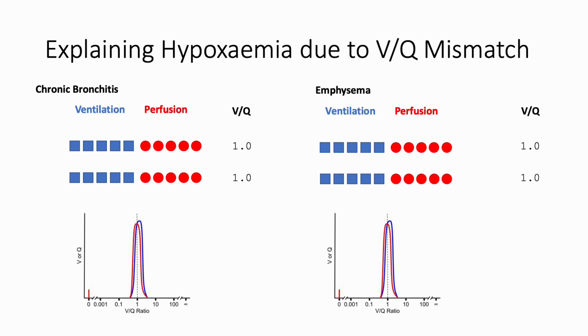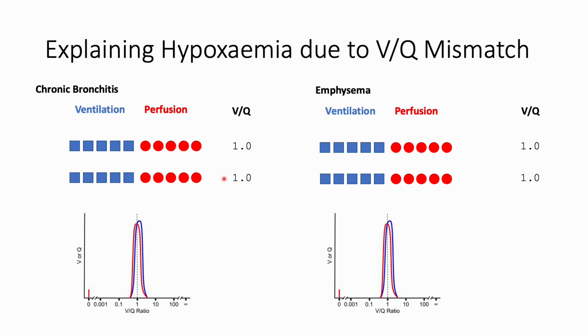In explaining how VQ mismatch causes hypoxaemia, I feel like there's one crucial element that's lacking in many candidates' understanding, which is that in VQ mismatch, there are always both high and low VQ units present. And we can easily demonstrate this by analyzing a very simple lung model that has 2 alveoli. Ideally, both alveoli should be optimally matched with a VQ ratio of 1.